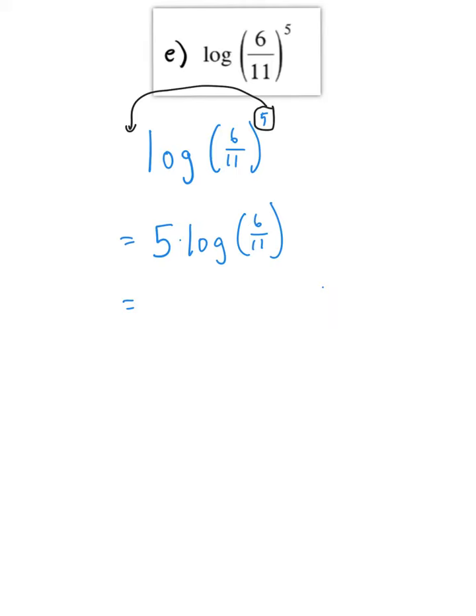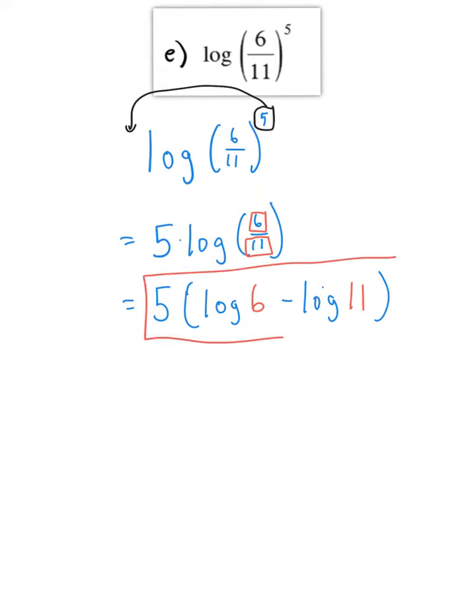So the log of 6/11, we have a log of two things divided, so we can change it to 2 logs subtracted. And so this 5 will stay the same, and we'll use parentheses. The fact that we have a log of 2 things divided, we can change it to 2 logs subtracted. And then whatever's in the top of the fraction goes in the first log, and whatever's in the bottom of the fraction, that 11, goes in the second log. And that's it. That's all we can do. So that'll be the final answer.